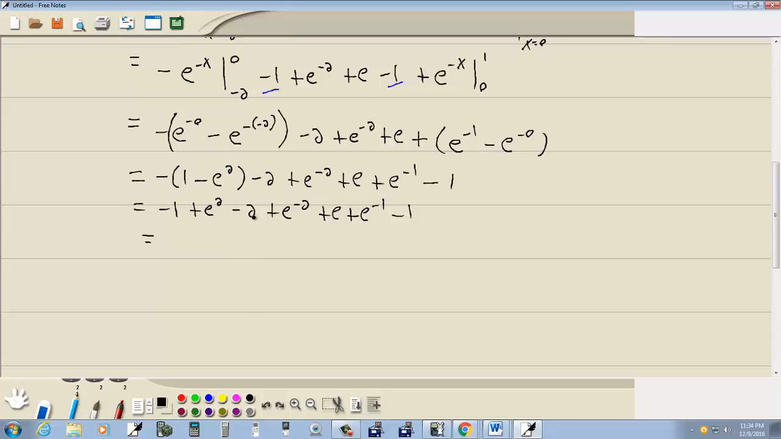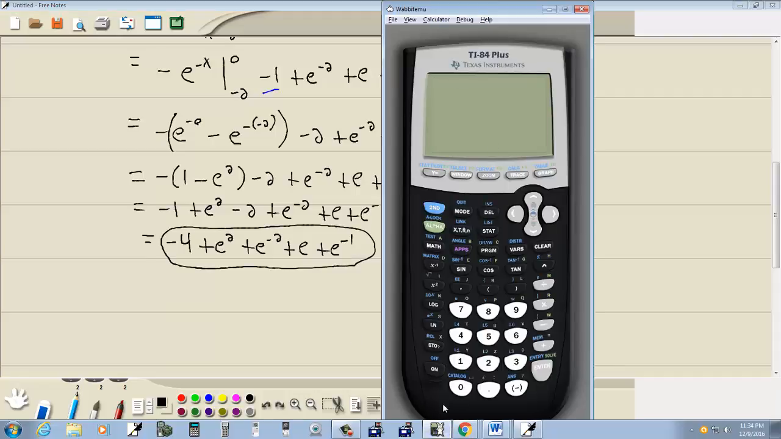Okay, so then we got negative 1, negative 3, negative 4. E squared plus e to the negative 2 plus e to the negative 1. Maybe. Let's see what that gives us. Okay, so negative 4 plus e squared plus e to the negative 2 plus e plus e to the negative 1. That's 6.61.